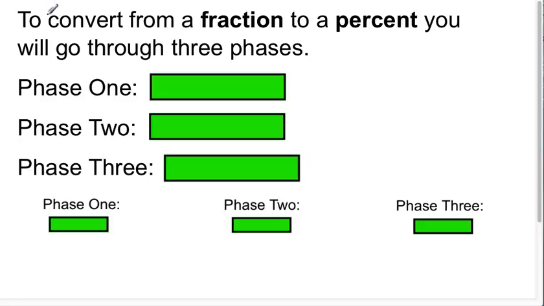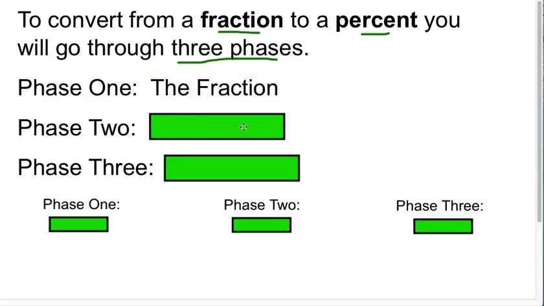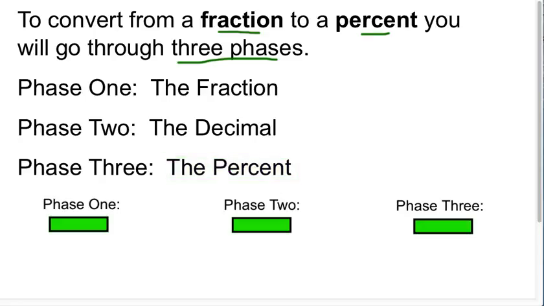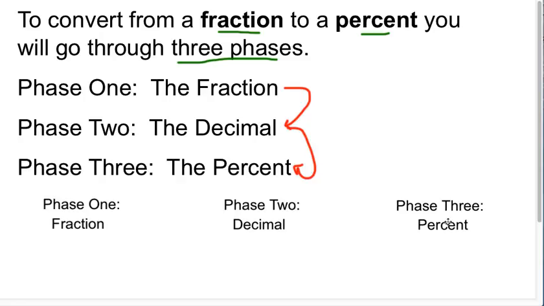One of the things I want to point out is that to convert from a fraction to a percent, you will go through three phases. You will start off with a fraction, then you will go to a decimal, and then you will convert your decimal to a percent. Those phases are pretty easy to get through if you take your time. Phase 1 is the fraction, phase 2 is the decimal, and phase 3 is the percent.